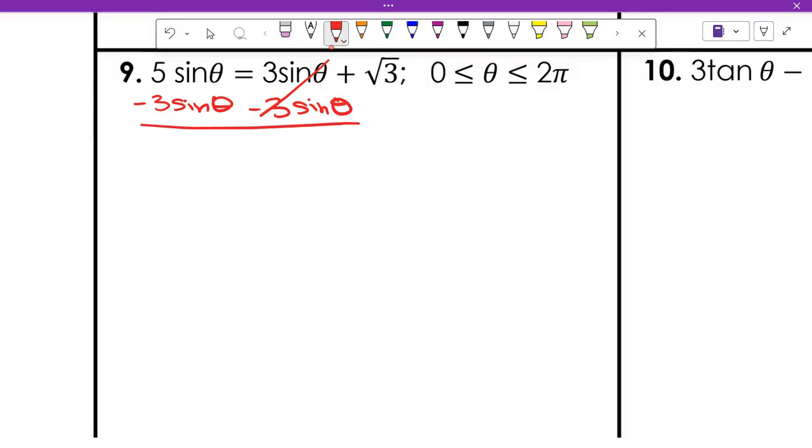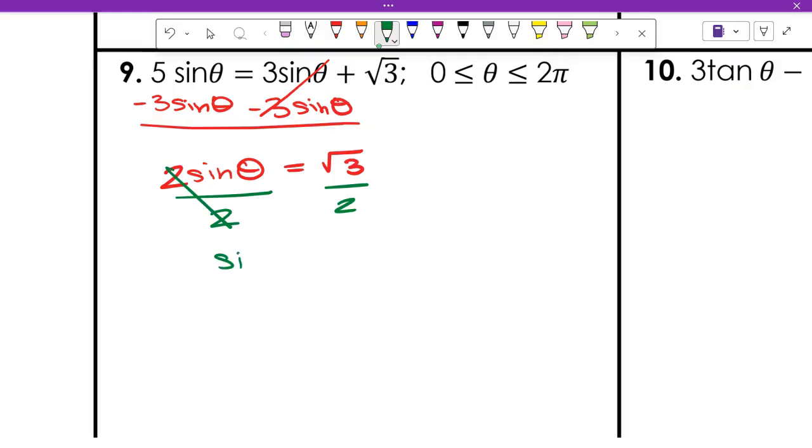So this is 5 sine theta minus 3 sine theta. So it would be no different than 5x minus 3x. That gives me 2 sine theta, and that's equal to square root 3. And then I'd go ahead and divide both sides by 2. And that gets me sine of theta is equal to the square root of 3 over 2.